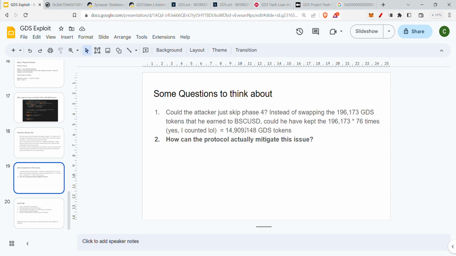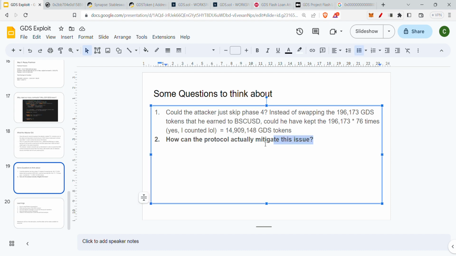Some questions to think about, and you can type in the comments below what you think. And the next is, how can a protocol actually mitigate this issue? And this is especially important for auditors. Not only do you have to find the impact and the exploit, you also have to find a possible mitigation.